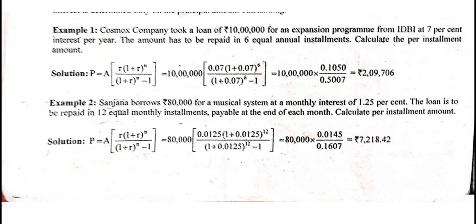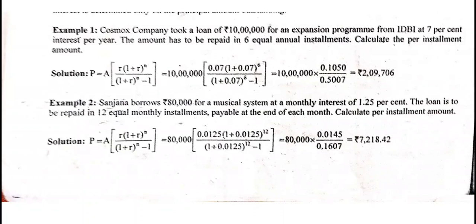Similarly, Sanjana borrows 80,000 for a musical system at a monthly interest of 1.25%. The loan is to be repaid in 12 equal monthly installments payable at the end of each month. Calculate per installment amount. Same formula, but the loan amount you took is 80,000 into bracket. The interest is 1.25 divided by 100, you will get 0.0125.